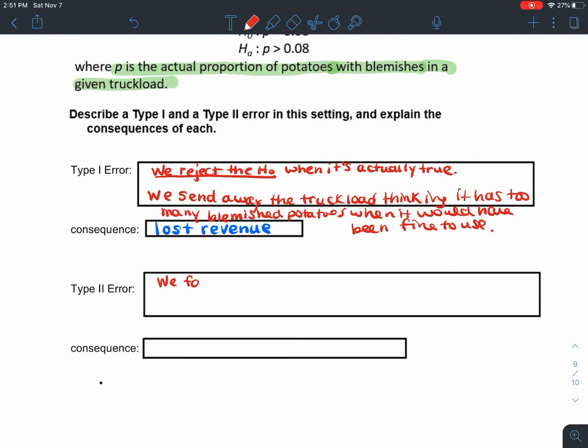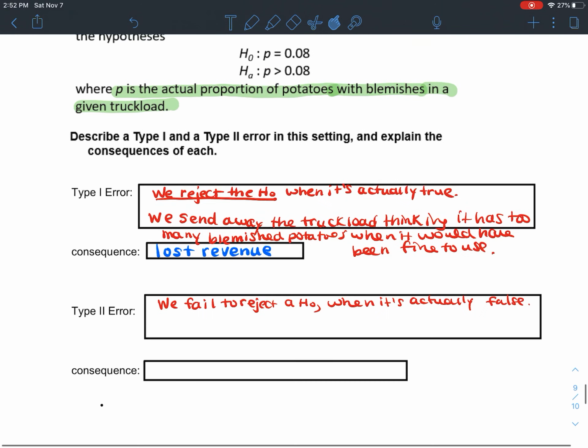Okay, and then a type 2 error. Remember, a type 2 error, generically speaking, is when we fail to reject a null hypothesis when that null hypothesis is actually false, meaning we should have rejected it, but we chose not to. Now what would that be in the context of this problem? Well, that would be us not rejecting the null hypothesis, but this null hypothesis is actually false. So if the null hypothesis is false in this setting, that means that what actually was true is that there were more than 8% of the potatoes that had blemishes.